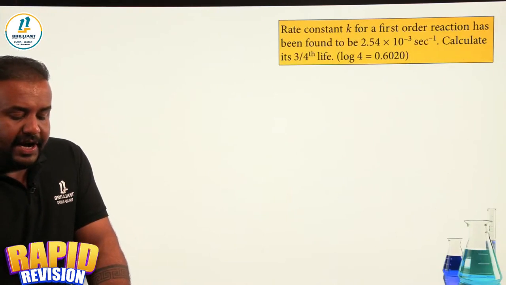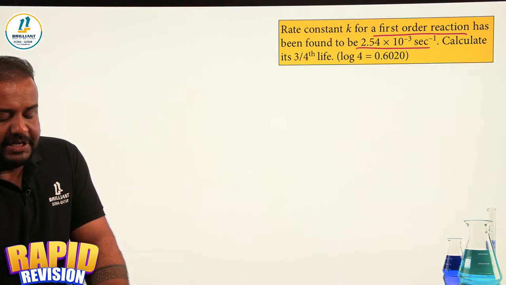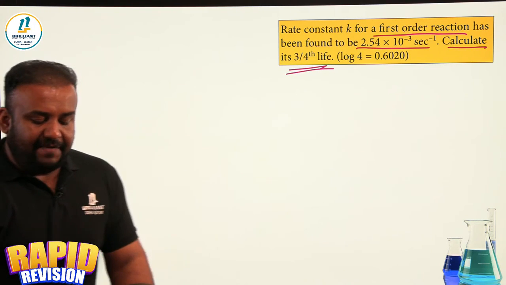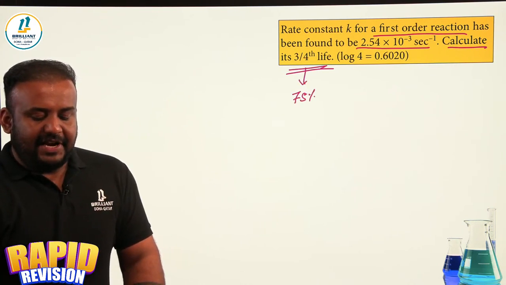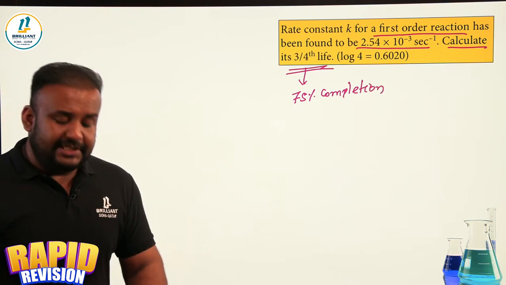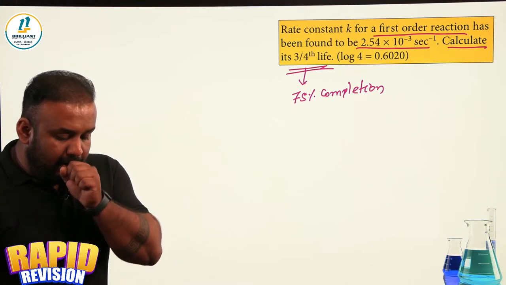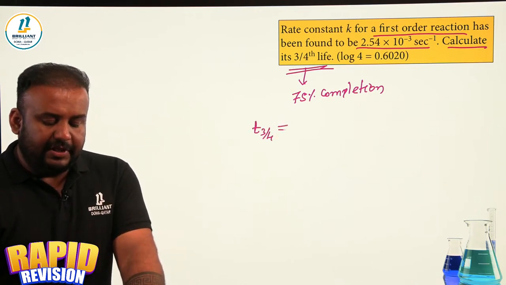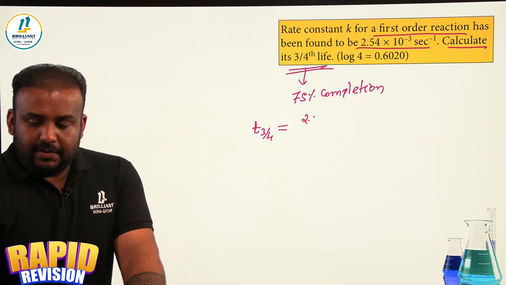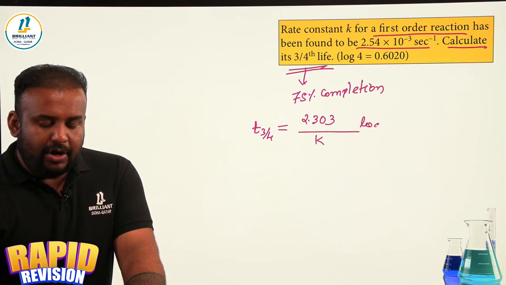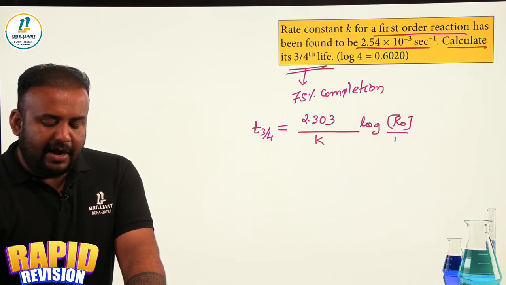Okay, look at this one. Rate constant for a first order reaction has been found to be this much. Calculate its three-fourth life. What is three-fourth life means? 75% completion. Correct? 75% completion. So, rate constant is given. You need to find the 3/4 life. T34 is equal to 2.303 divided by K log of R naught by R.